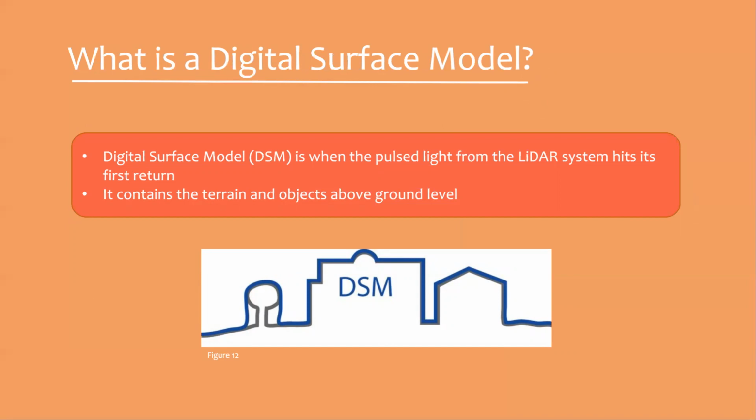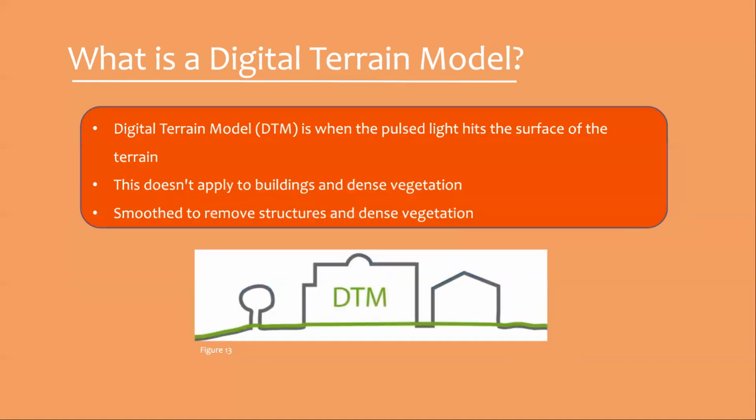A digital surface model, or DSM, is when a pulse of light or laser from the LiDAR system hits the first return, or the first object or building. It will contain the terrain and objects from above ground level. As you can see in figure 12, it is taking points from the surface that it hits first. I also wanted to gather data for the digital terrain model.